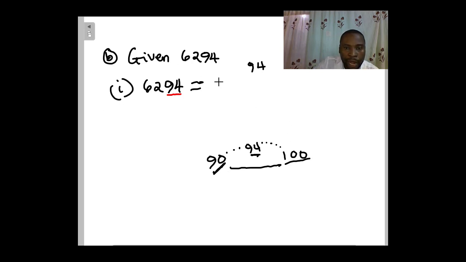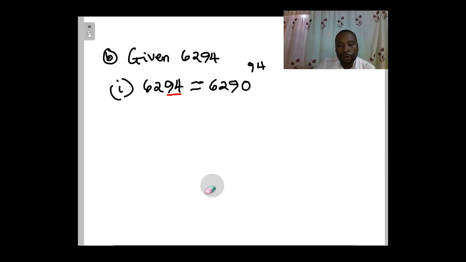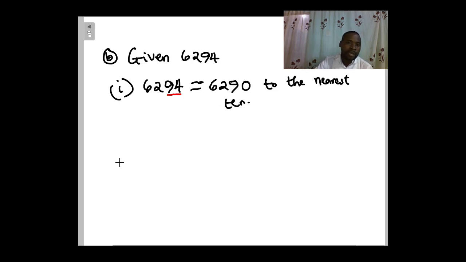So see what I want to do now. I will now come here. I will write 62. Since I didn't touch this one, in the place of 94, I write a round number, which is 90. And now I can say that I have rounded this number to the nearest 10. I have rounded this number to the nearest 10.